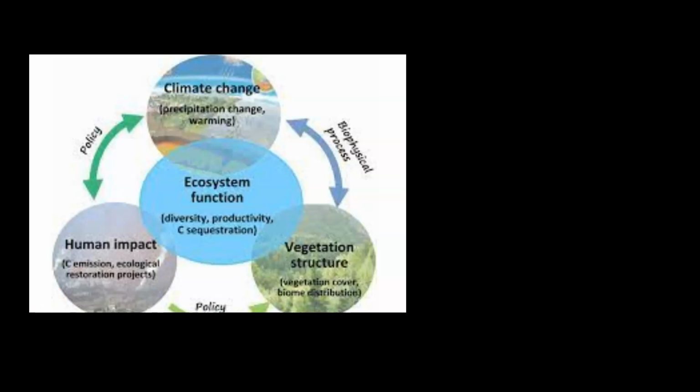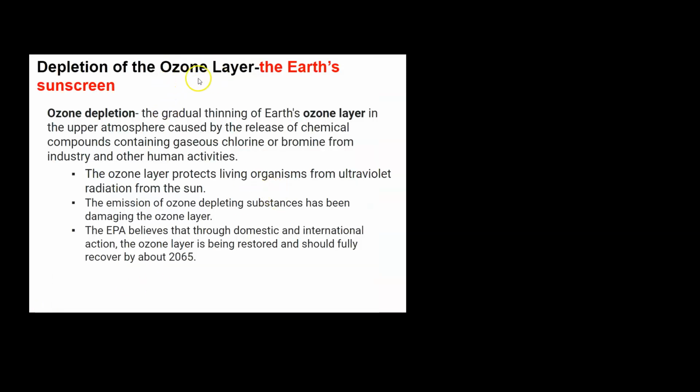Okay, so our final concept is a look at the ozone. The ozone is the layer at the very upper part of our atmosphere around our biosphere that acts as a protection. It's a layer of gaseous chemicals that actually protects living organisms from some of the waves of sunlight that are coming through our atmosphere.